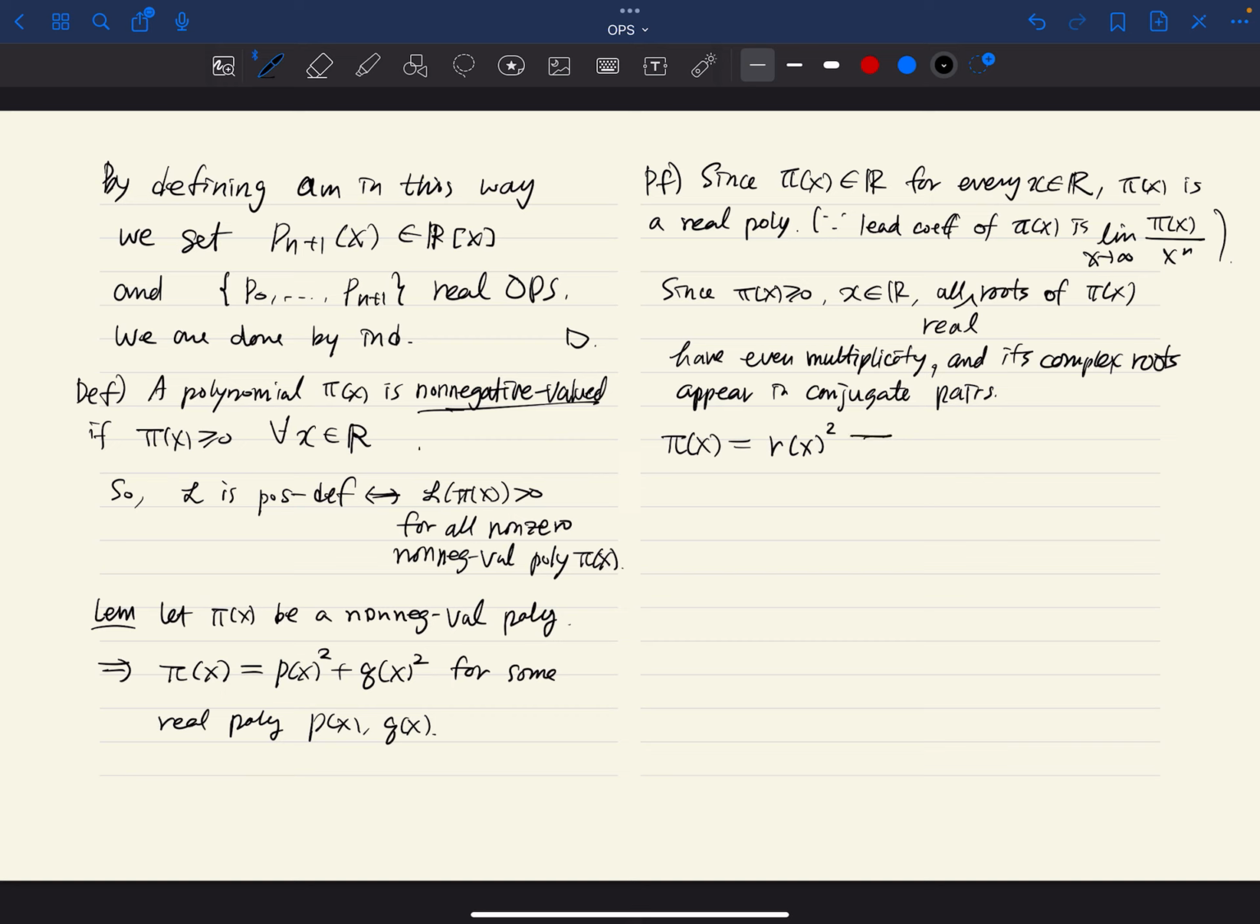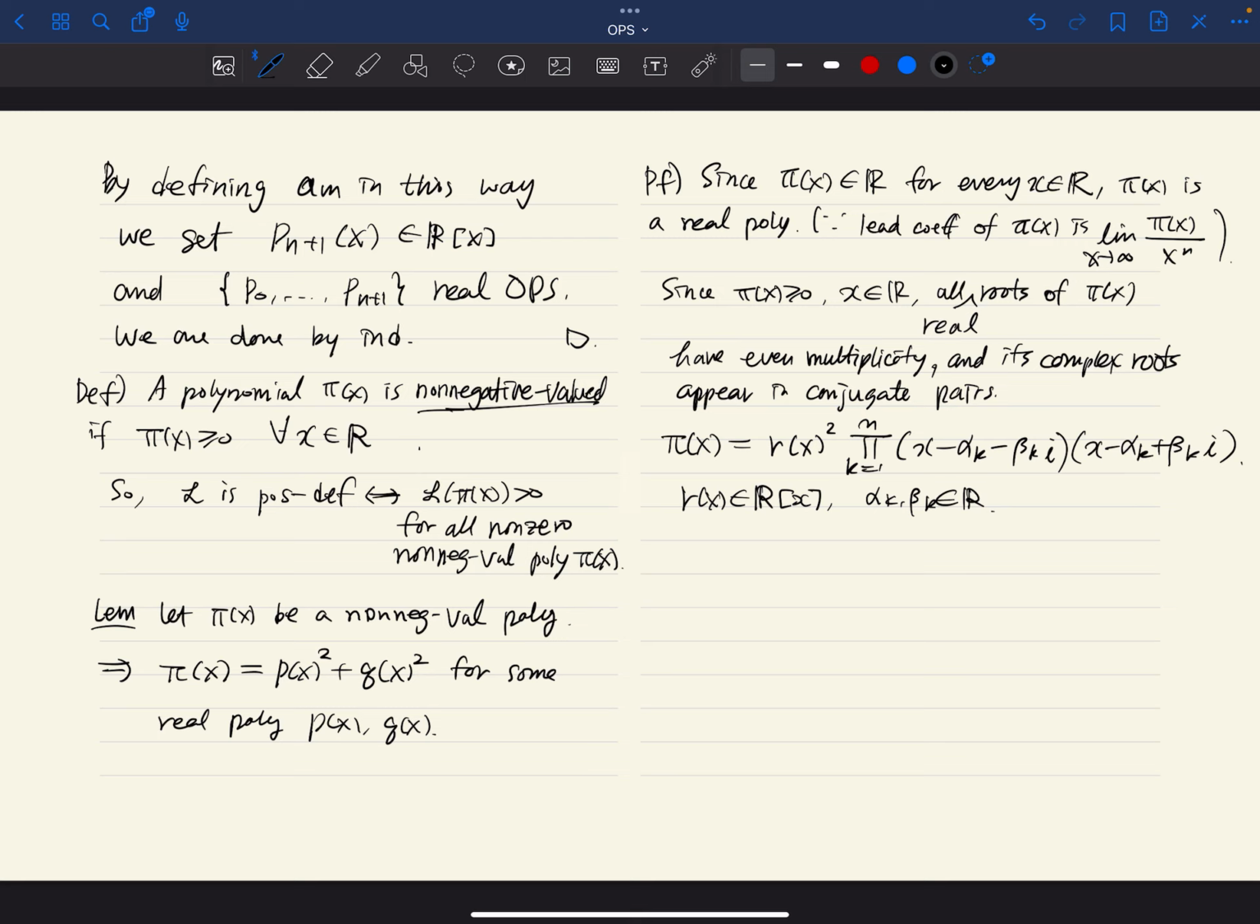And for complex roots, we can write the product for k equals 1 to n of x minus alpha k minus beta k i. If this is the root, then its complex conjugate must also appear. Of course, r(x) is a real polynomial. Alpha k, beta k are real numbers.